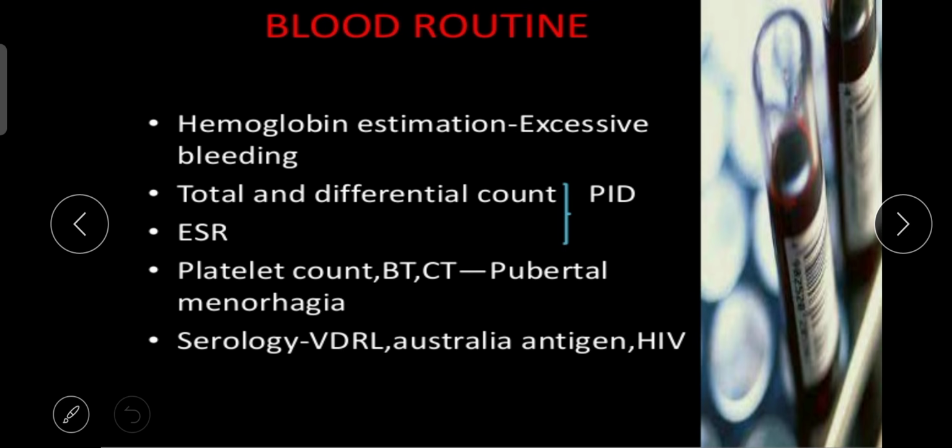These blood tests are based only on the patient's symptoms and complaints; we write whichever one is to be done. For example, if it is excessive bleeding we check the hemoglobin level. If it is pelvic inflammatory disease we check the total and differential count or ESR. If it is VDRL or Australian antigen or HIV, we advise the patient to do the serological test. It is not necessary to advise all the tests to every patient.